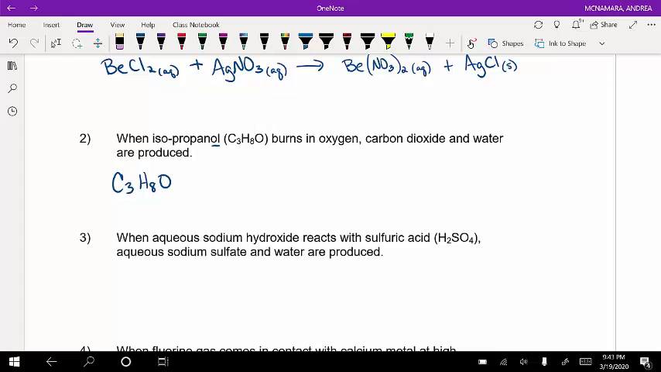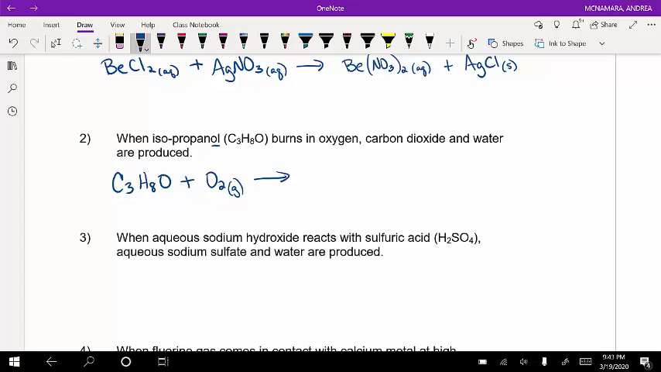Okay, C3H8O burns in oxygen, so plus oxygen. Have no fear of ice cold beer, oxygen is a diatomic element. Isopropanol usually comes in a liquid form, but if you don't know, then just leave it out, really. Burns in oxygen. Oxygen usually comes as a gas. We know that. It says carbon dioxide and water are produced. So again, the sentence is written kind of inverted, but that means they are the products.